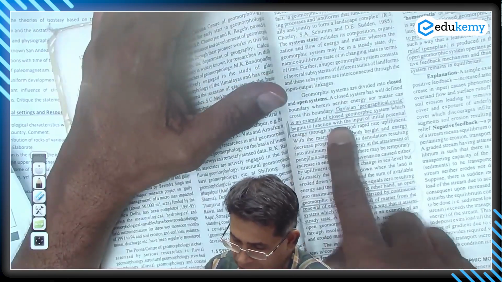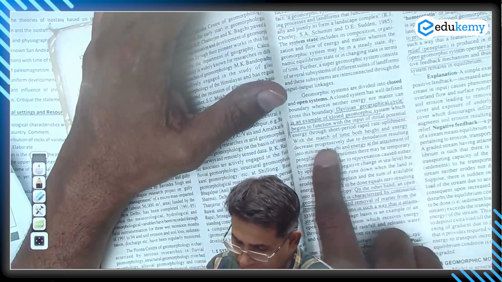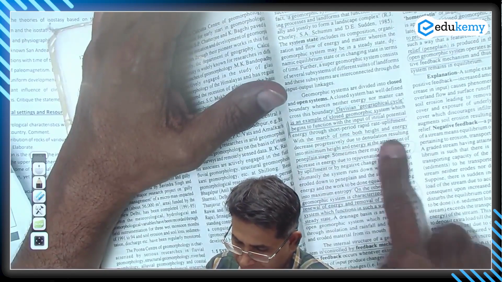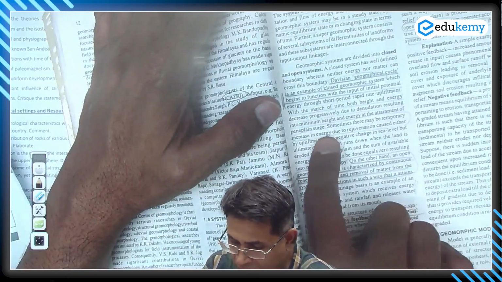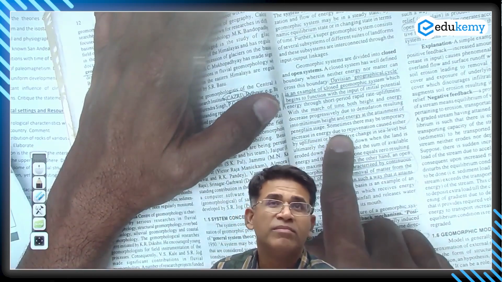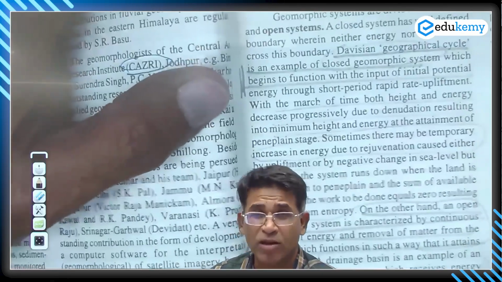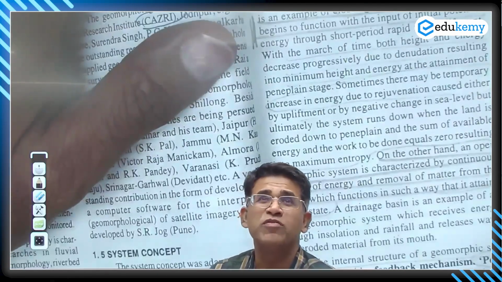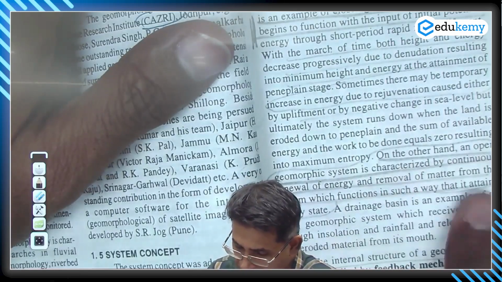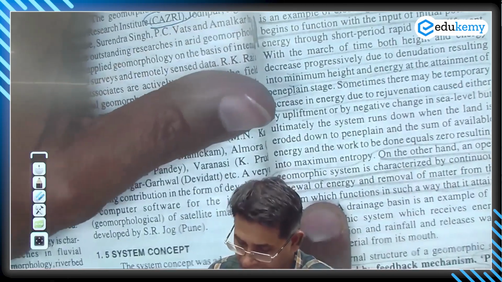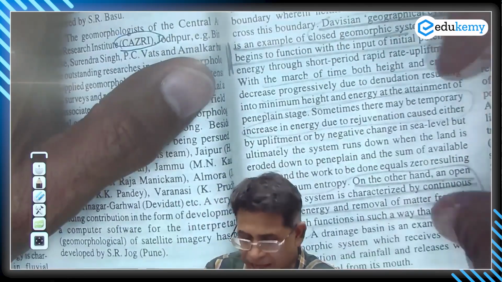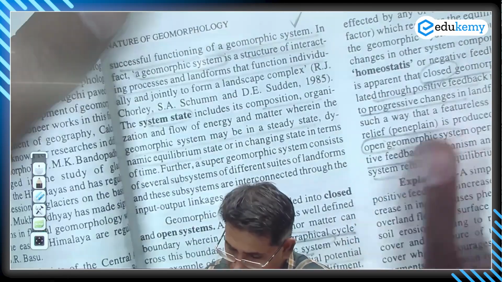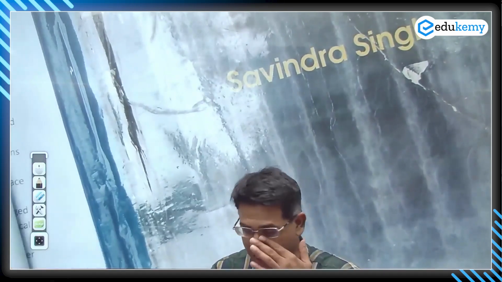It begins with input, there's progressive change, resulting in minimum height. Now there may be a temporary increase of energy, this is an aberration. In the pure Davis model, there is no change in height. In a pure Davis model, there is no rejuvenation. In an open system, there's continuous renewal of energy. It can attain a steady state, but there is no finality. So something here, otherwise go with the class notes. Right then, that's this one.